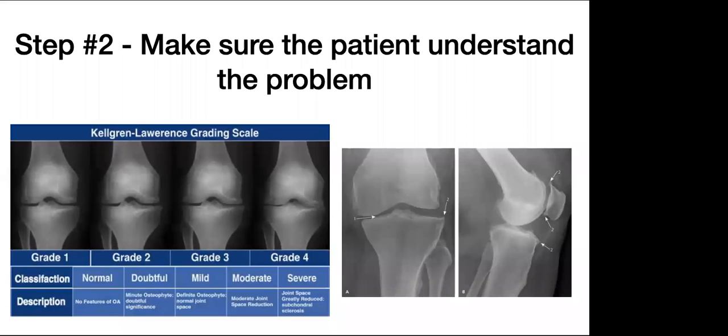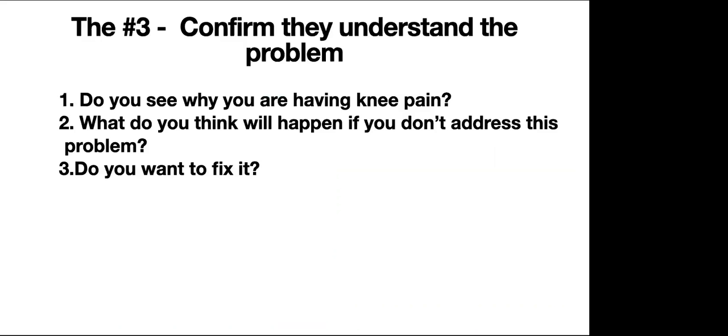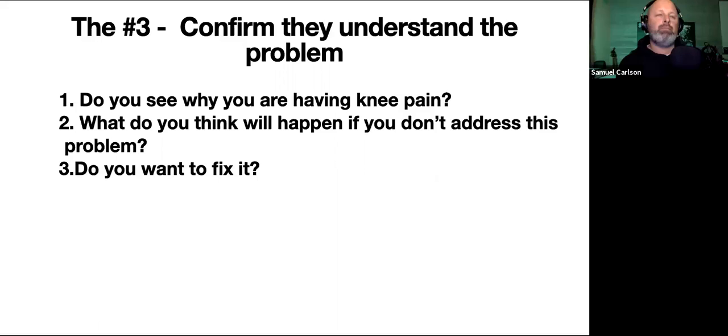So Sam, in this example, you've just identified the problem. You've put yourself on this grading scale of severity. And so the next question I would have for you is, do you see why you're having knee pain? Or another way of phrasing it, do you see how this would cause knee pain? I like that one maybe better. If I were to do this, I think I would use that one.